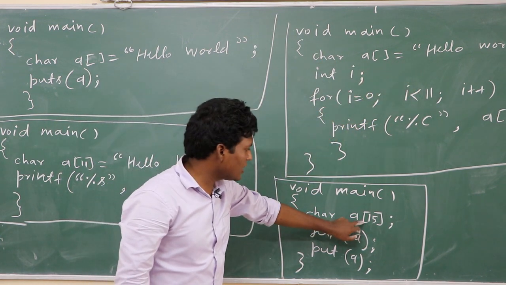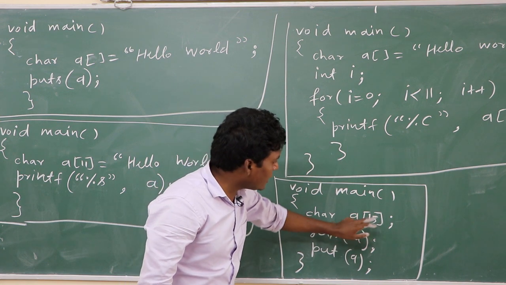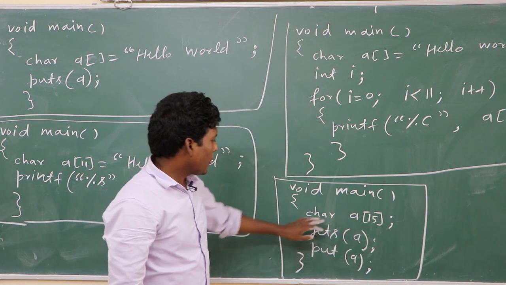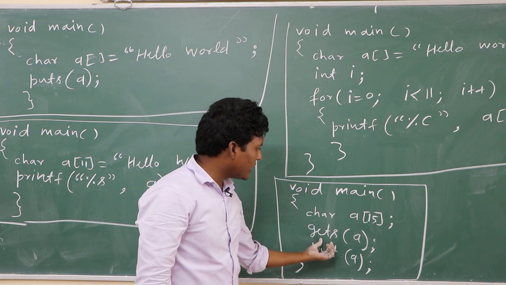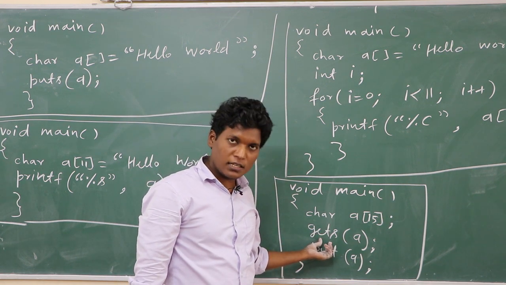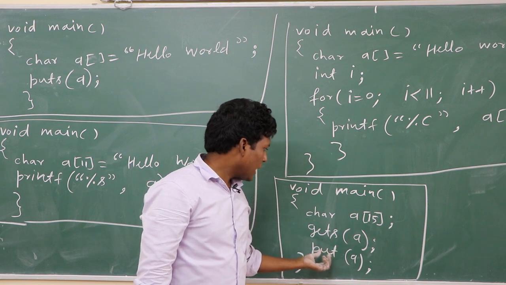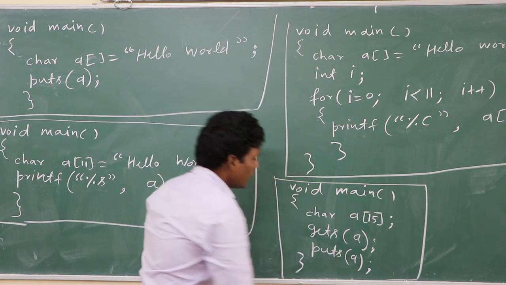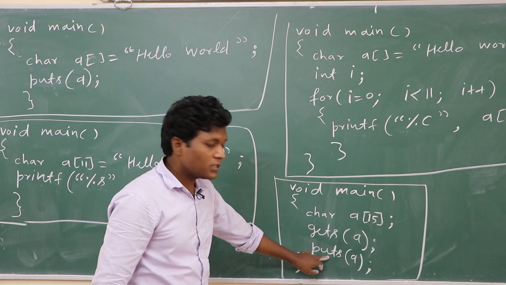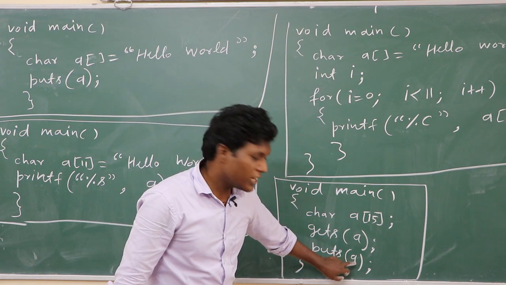Here string is not initialized, here string is declared. We have used the gets function to take the string, and we have used the puts function. Here we use the puts function to print the string a.